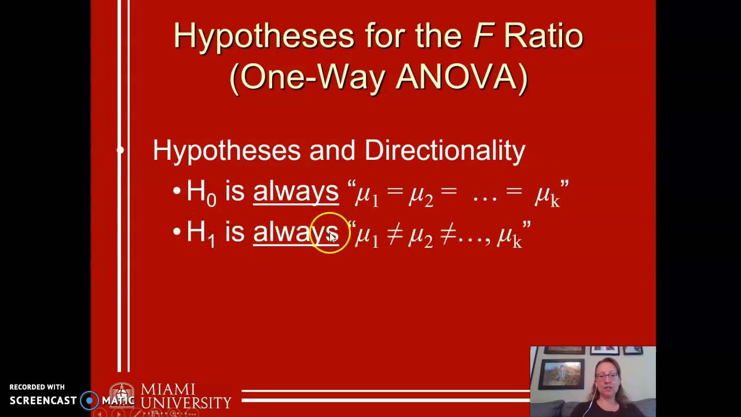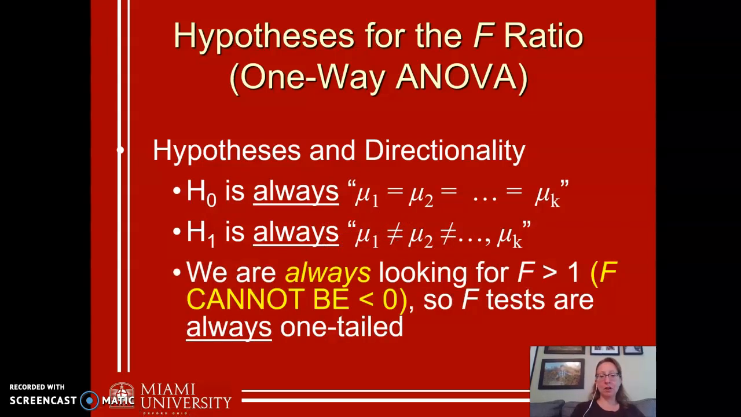And our alternative or research hypothesis is that we've got something unequal. Now, we don't know where those differences are. We'll talk about post hoc tests in another presentation, but we're assuming that there is a difference, something unequal, somewhere. So keep in mind, we're always looking for an F statistic that is greater than 1. It can't be 0, so F tests are one-tailed. So we're not going to have to worry about whether we're setting up a one- or two-tailed test here. It's always going to be one-tailed, that something's different.